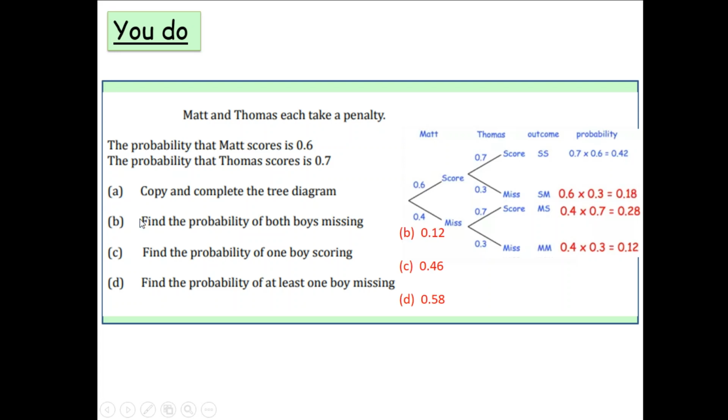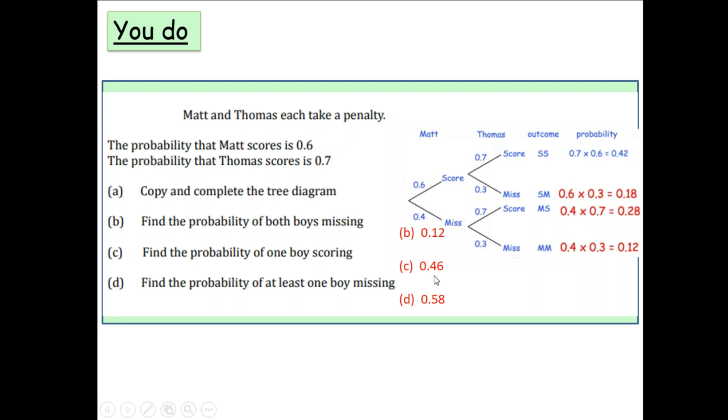Okay, next one, find the probability of both boys missing. So we look at this one, miss. So that's 0.4 times by 0.3. You can just get your answer and put it there. Once you've listed all your outcomes, it's easy because all your answers are done for you. Find the probability of one boy scoring. Okay, so now this one, they get an answer of 0.46.